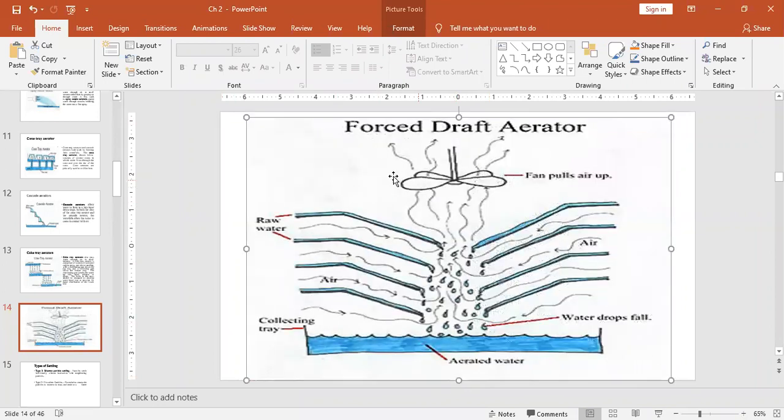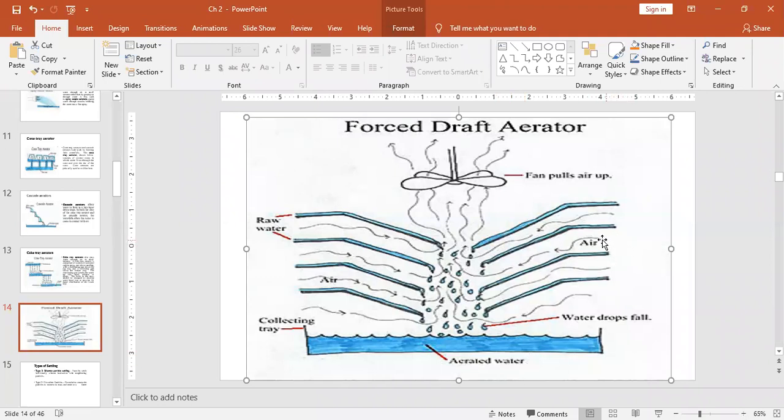Now you may be able to see the figure. Forced draft aerator, we can say. Here, through these trays, you can allow the water to flow, and in between that, the air will be blowing. When the water comes up to the end of this tray, it will fall down and be collected in a collecting tray, and this will be aerated water.